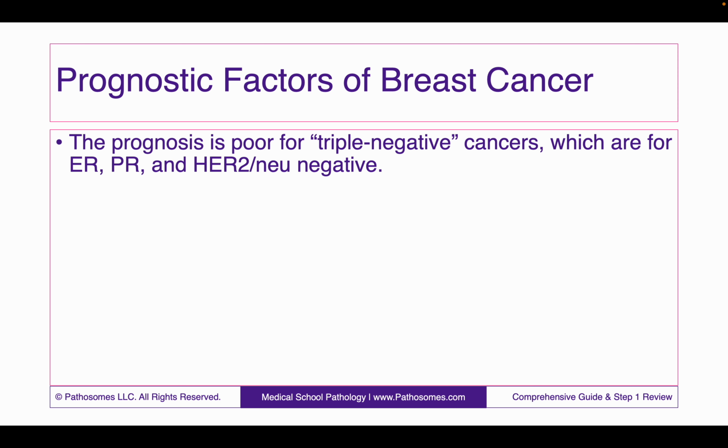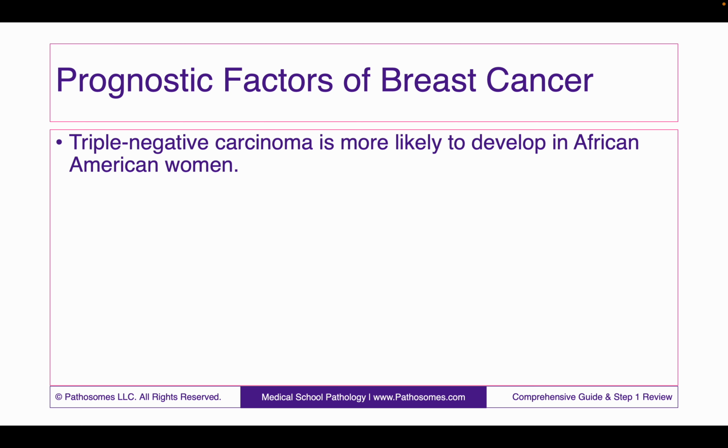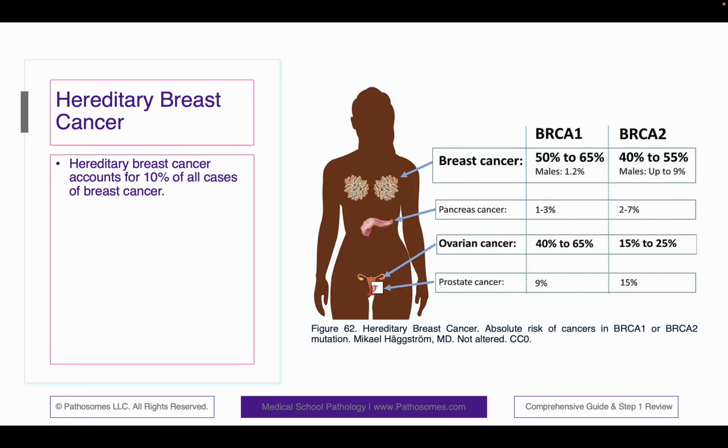The prognosis is poor for triple negative cancers, which are negative for ER, PR, and HER2. So if all of those are negative, it's called triple negative, and the prognosis is poor. Triple negative carcinoma is more likely to develop in African American women. Hereditary breast cancer accounts for 10% of all cases of breast cancer.